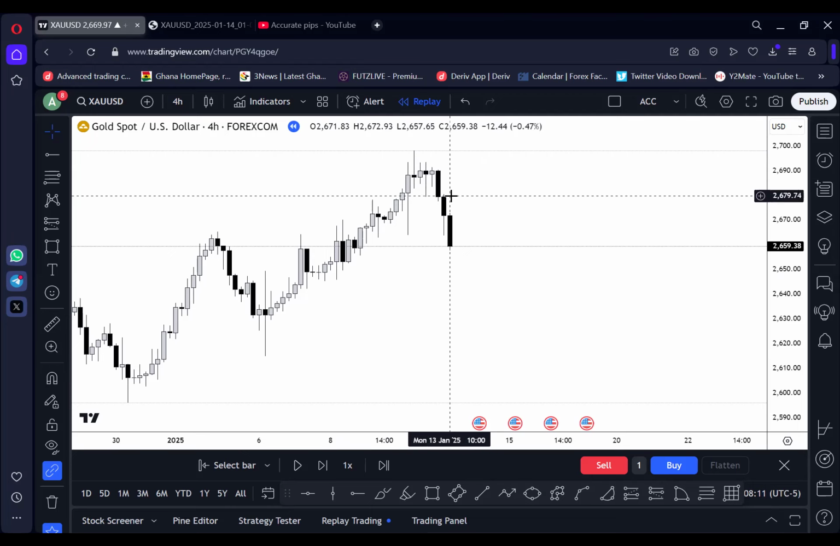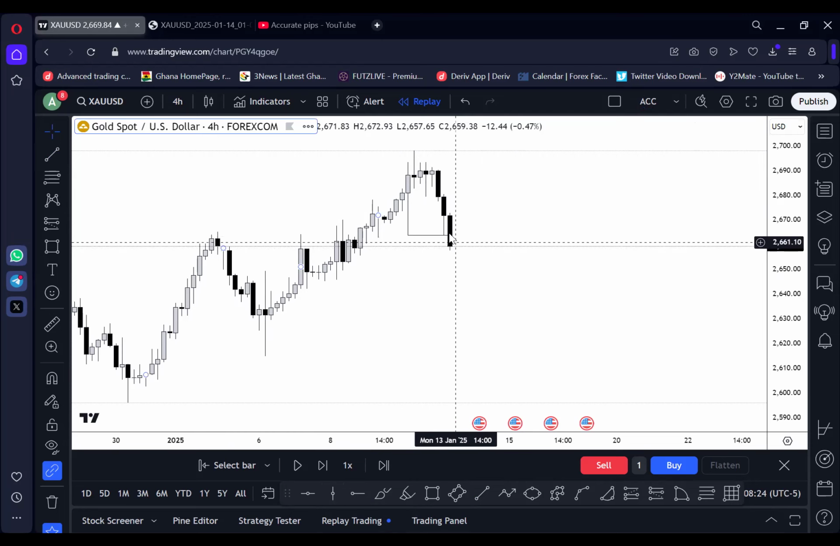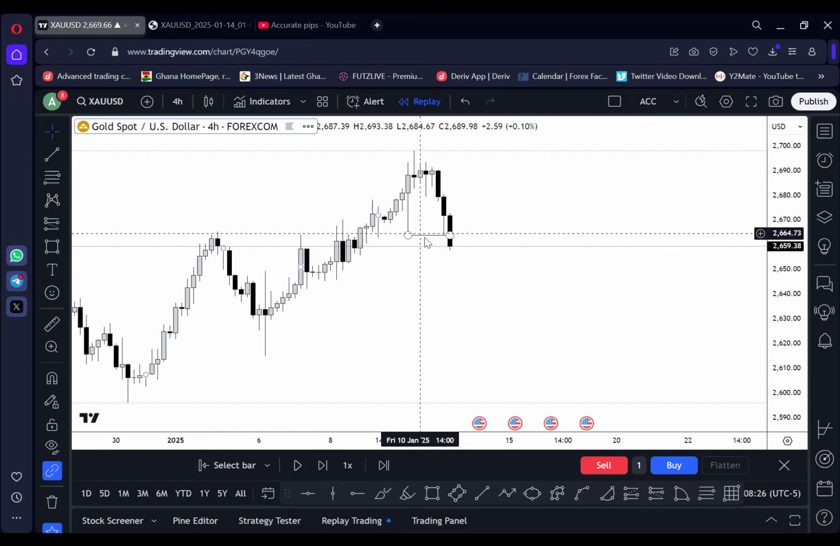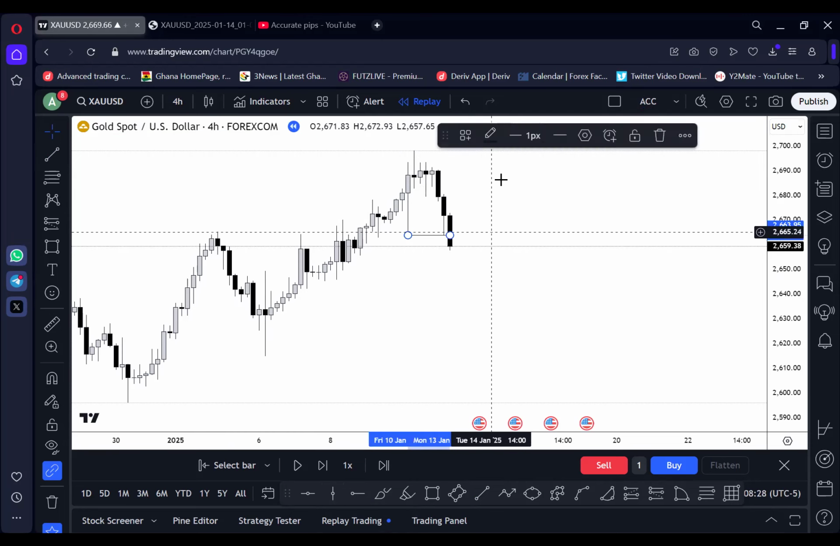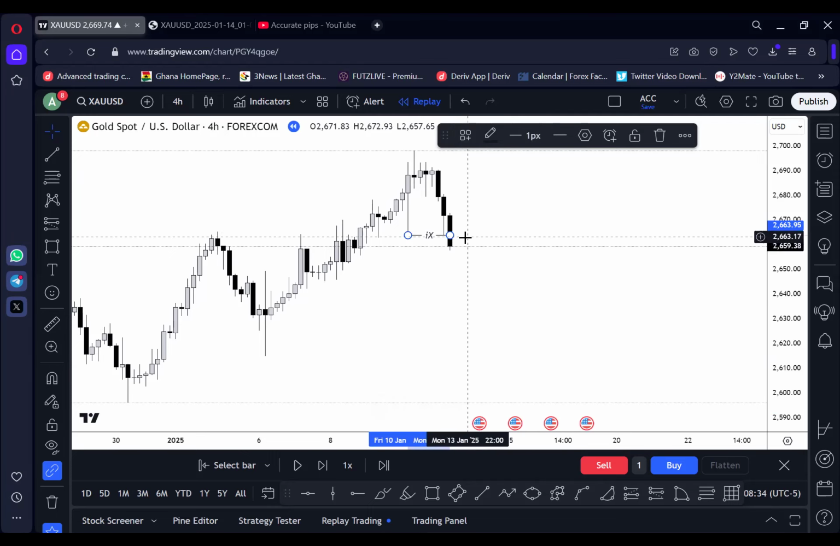But then when it gets to this point, if I check, I realize we are still within the ranges of this guy. Okay. See, price touched onto it, but didn't break through it. So this area serves as a sort of internal liquidity.